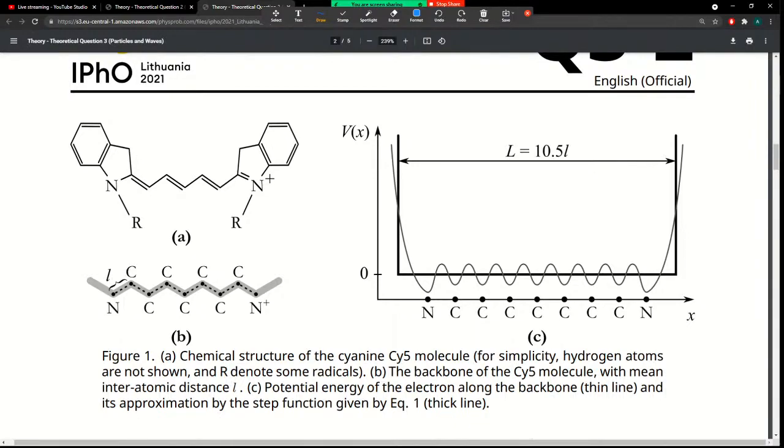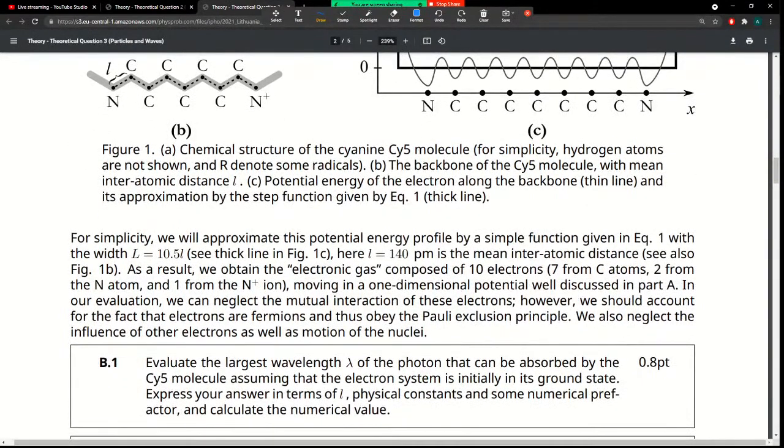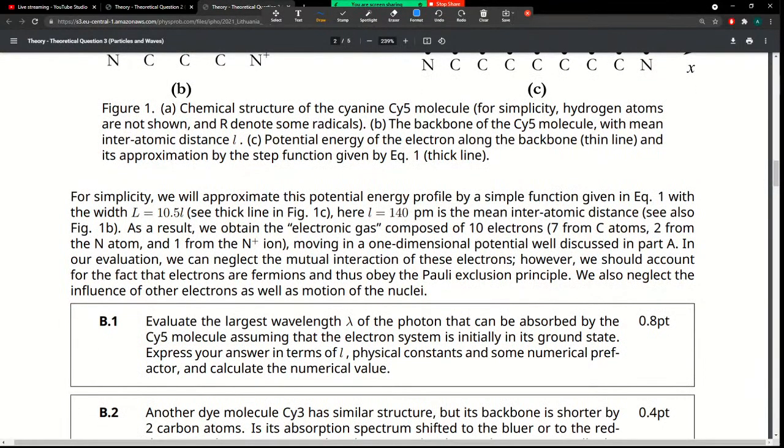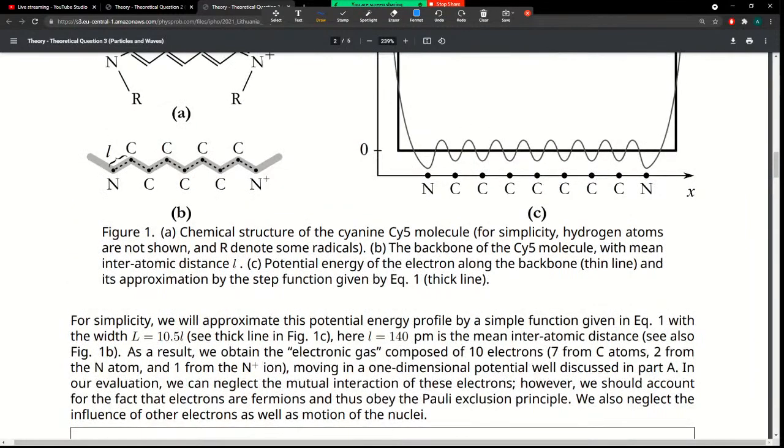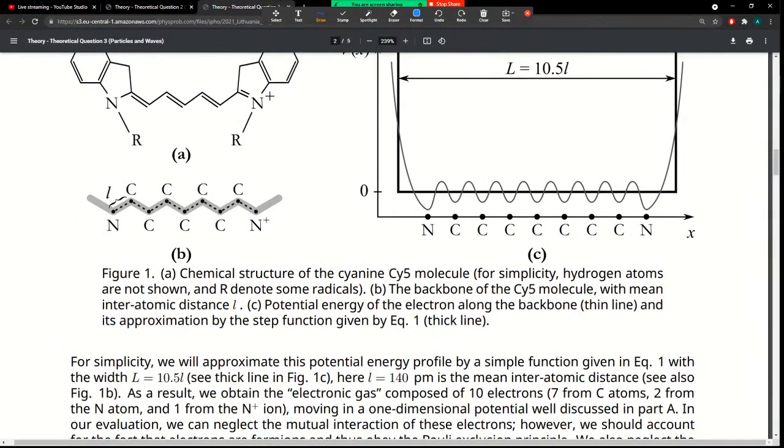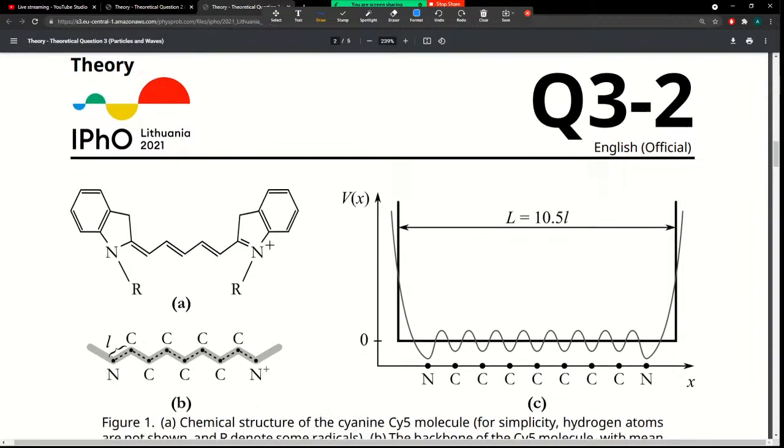Oh, yeah, that's true. Yeah, I guess you can take it as just 7l. But for that we don't have l also. Here for 10 they have given us 10.5 l. For 7 we should take 7 or 7.5 l, or we can't say. Yeah, we can't really say.